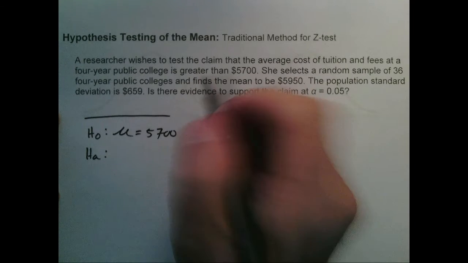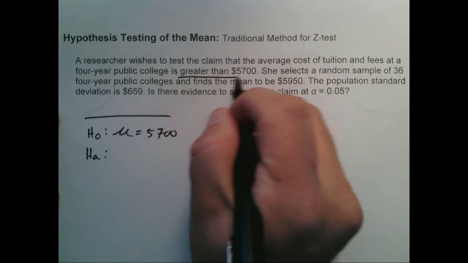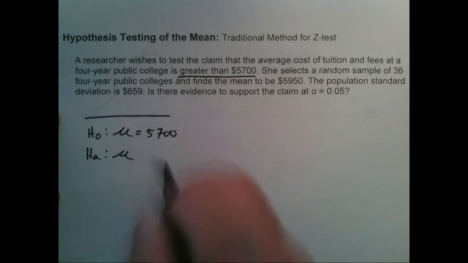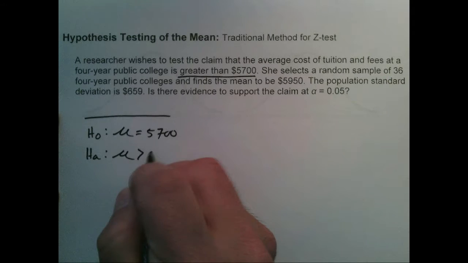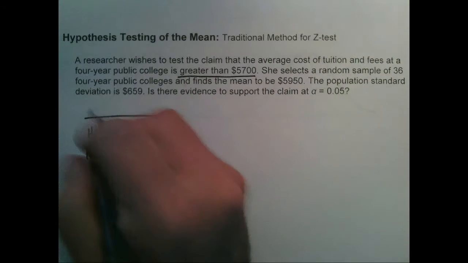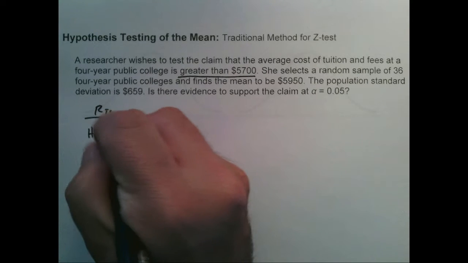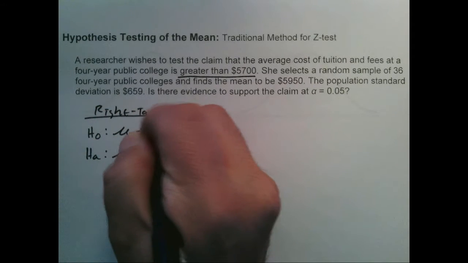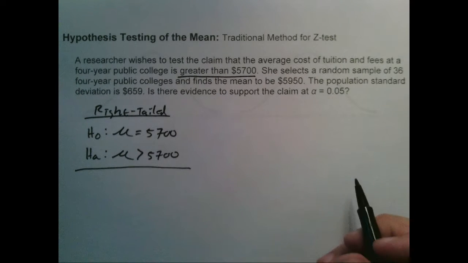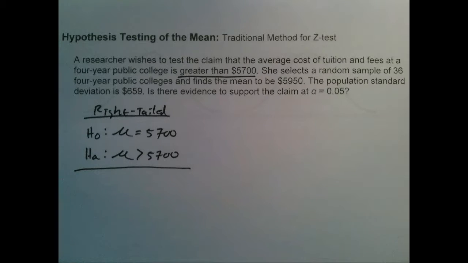Now for ours, we're testing the claim that it is greater than the $5,700. In other words, that the true mean of the population is greater than 5,700. Now, we're doing greater than, which is a great indicator that we're doing a right-tailed test. Okay?